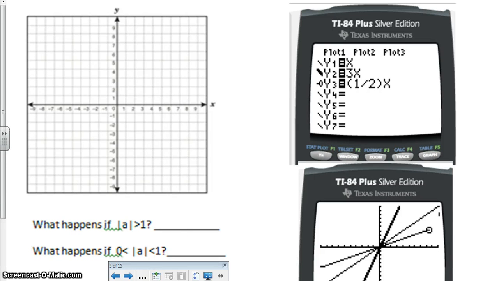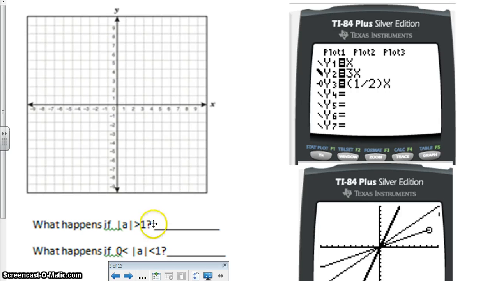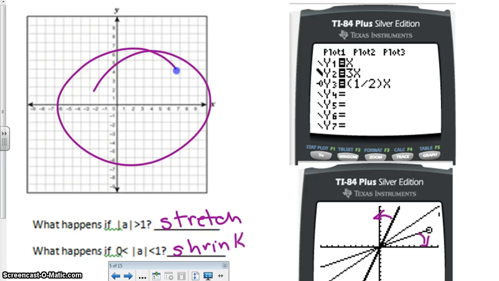All right, so ladies and gentlemen, what does happen if you do these things? Well, if you have greater than 1, notice that the slope gets steeper. That is called a vertical stretch. It is stretching towards the y-axis. Okay, so if I do a fractional between 0 and 1, that is called a vertical shrink. And what it does is it shrinks towards the x-axis. Go ahead and do your graphing right here. Pause the video, and then we'll move on.